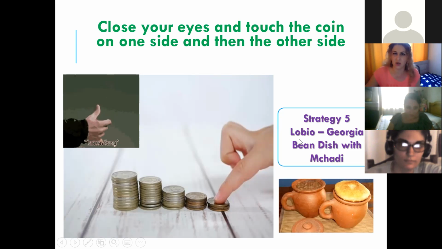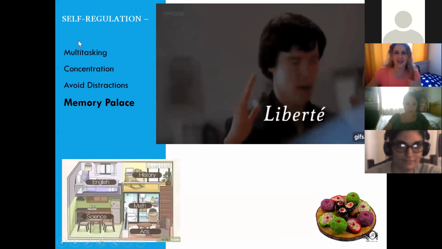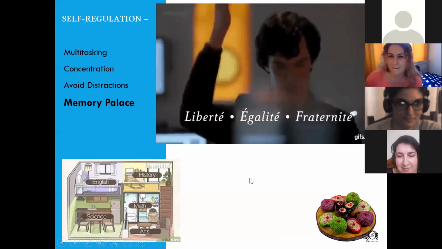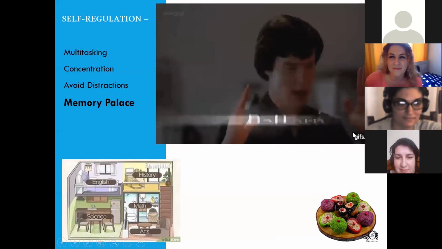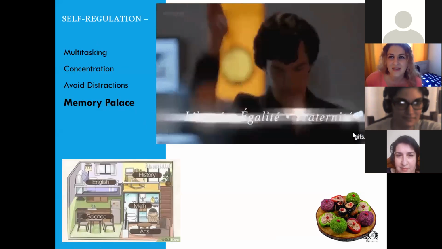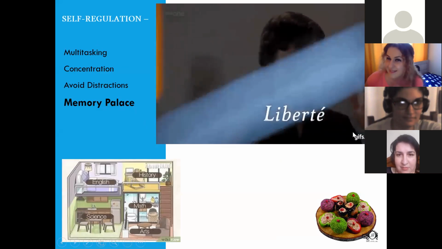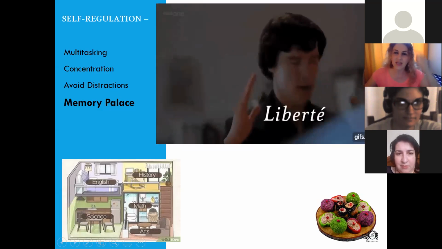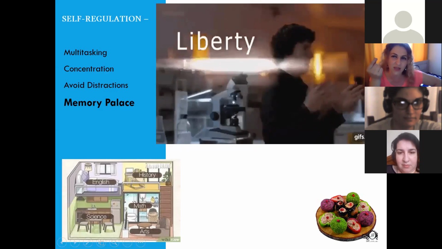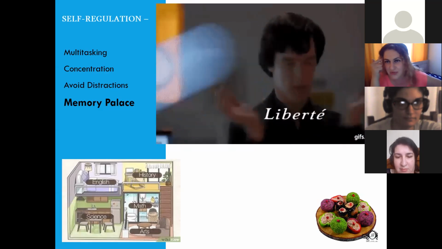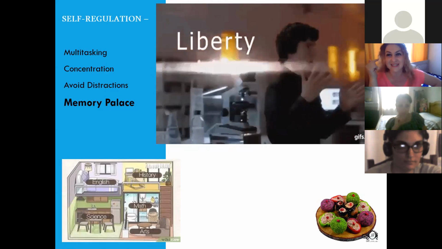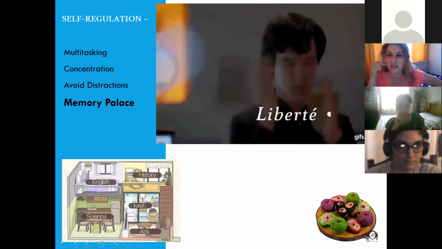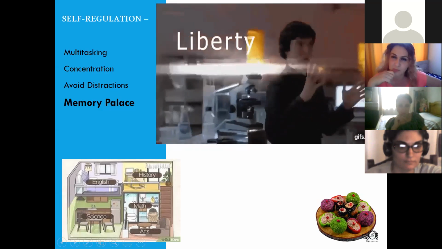Okay, I never tried it before, sorry. But it's interesting. Yeah, it's very, very interesting. It helps us. I mean, touching the coin helps us to improve the imaginary skill. Yeah, imaginary skill.